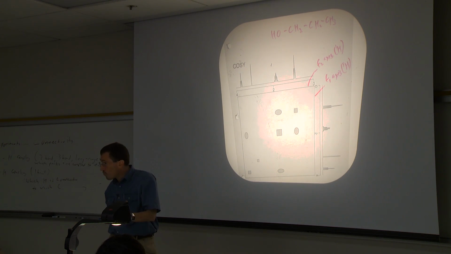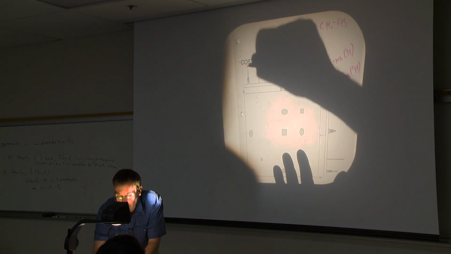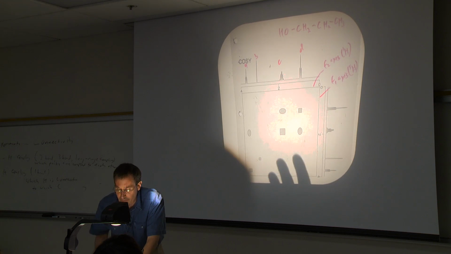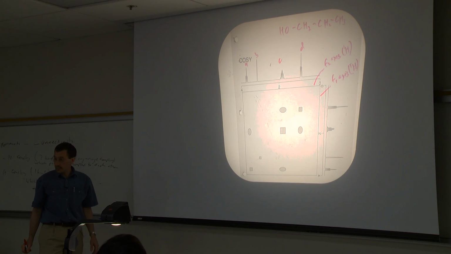Now you know propanol. You should be able to assign your resonances from my cartoon. What I like to do is I like to letter my peaks. So if I see 4 sets of peaks in a proton NMR, I'll call them A, B, C, and D.